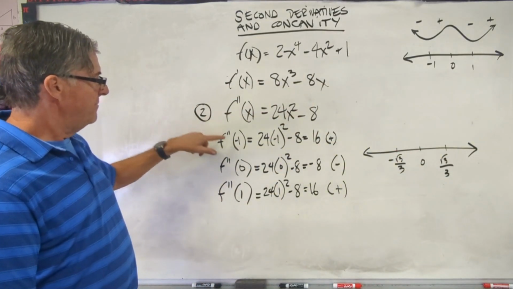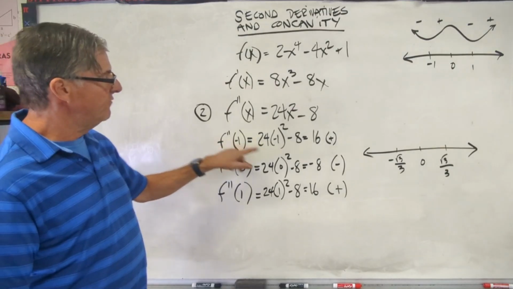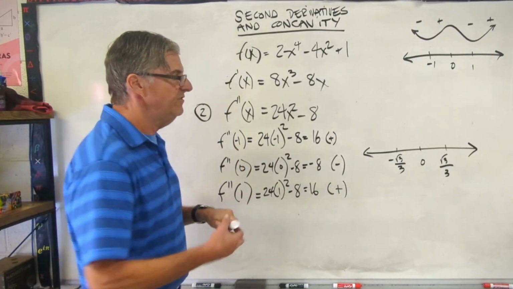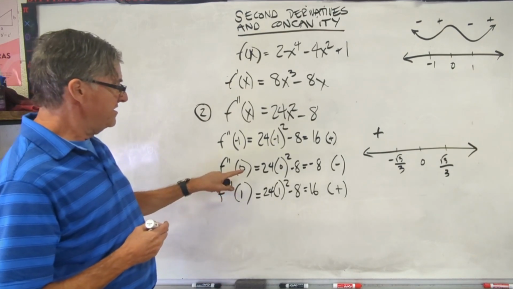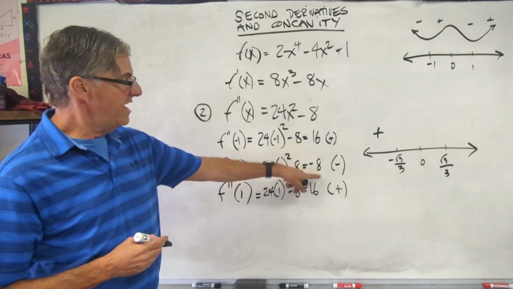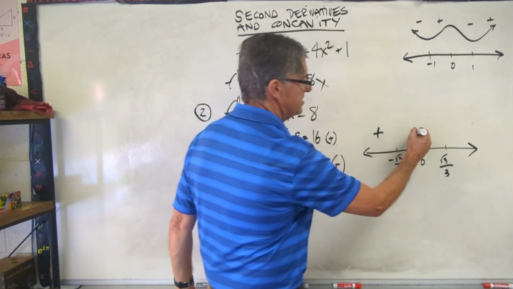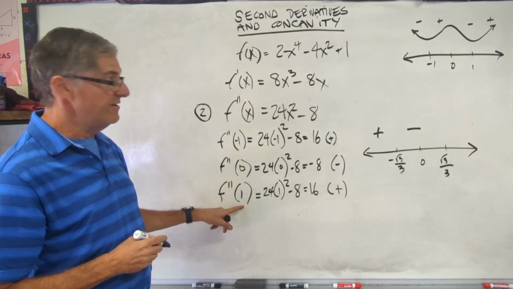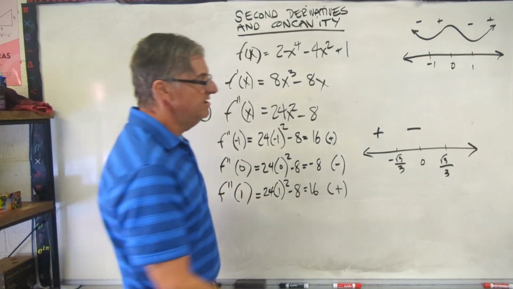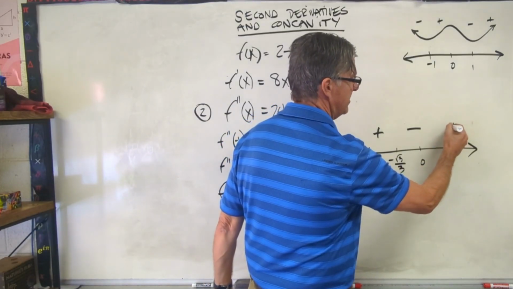And check it out. The second derivative of negative 1 gives us 16, which is positive. So we know the function is concave up there. Then the second derivative of 0 ends up being negative 8. So we know that the function is concave down there. And then finally, the second derivative of 1 ends up being 16 again. So we know it's concave up there.